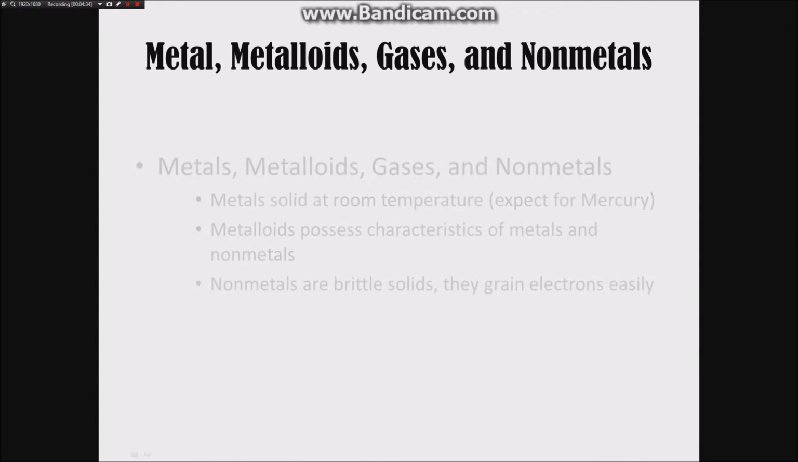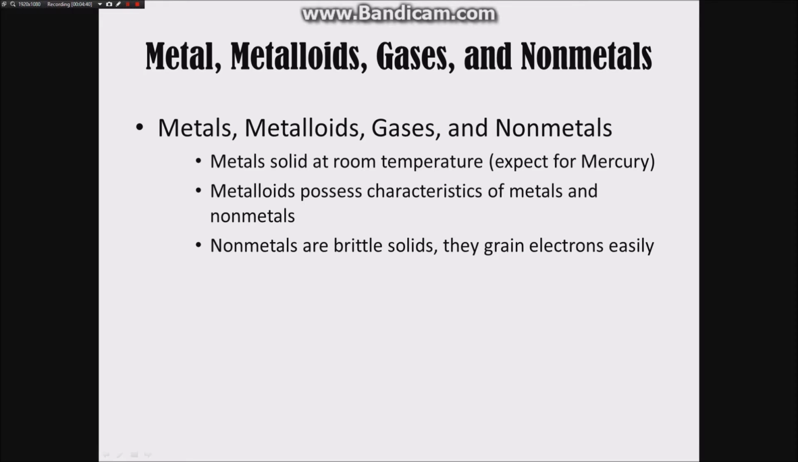Metalloids, gases, and nonmetals. So metals are solid at room temperature except for mercury. Mercury just had to stand out, guys. Clap for him, just Mercury. Everyone should strive to be Mercury. Metalloids possess characteristics of metals and nonmetals, and nonmetals are brittle solids that gain electrons easily.